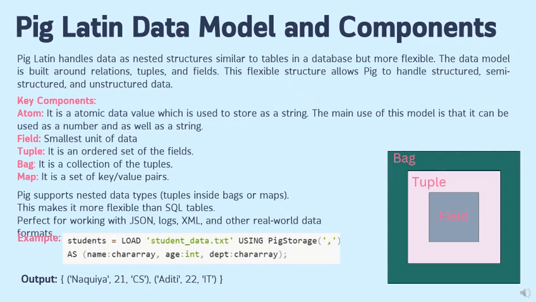And the best part, these can be nested. You can have a bag of tuples inside a map. That's something traditional SQL tables can't handle easily. This flexibility allows Pig to process JSON files, XML data, or logs, which are very common in the real world.